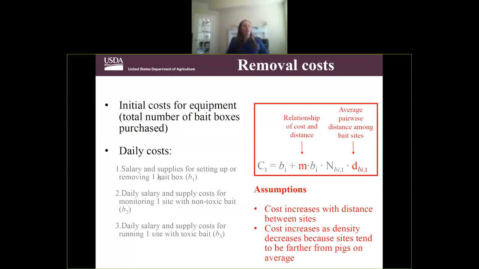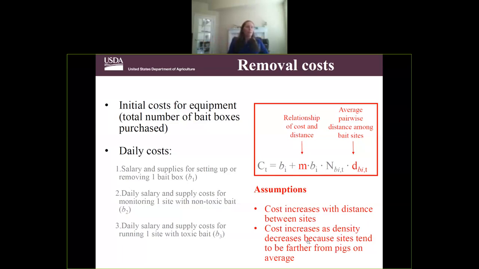So there's going to be costs for setting up and removing a bait box, because that's a slightly different cost than if you're actually just monitoring that bait site. And then you've got your daily salary and supply costs for monitoring a non-toxic bait site and then for a toxic bait site. And for each of these, we tallied up the daily costs. And so we have the cost for one bait site and then the total bait sites. And then we also factored in a pairwise distance between bait sites, because it's going to be more expensive to monitor bait sites that are further apart than ones that are closer together on average.